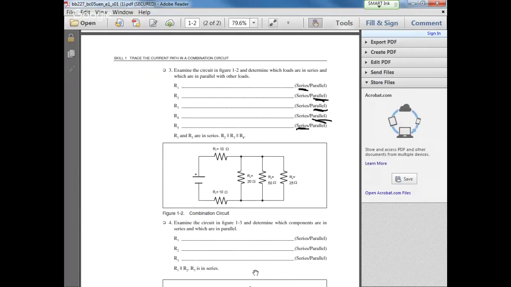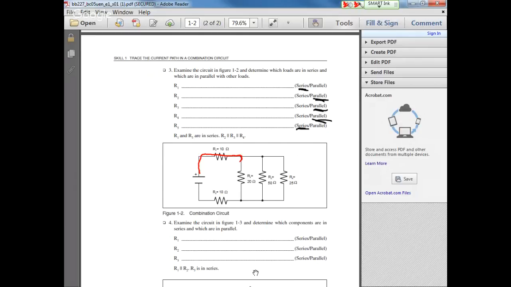Would you say that R1 and R5 are in parallel? R1 and R5, are they in parallel? No. I'm so proud of you. No, they're not, because you follow the current. Just take your finger and trace it out. It's coming through here. All right.